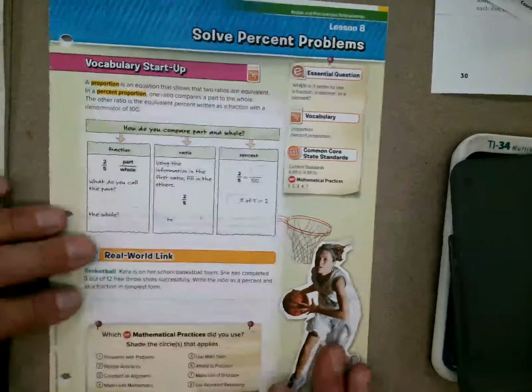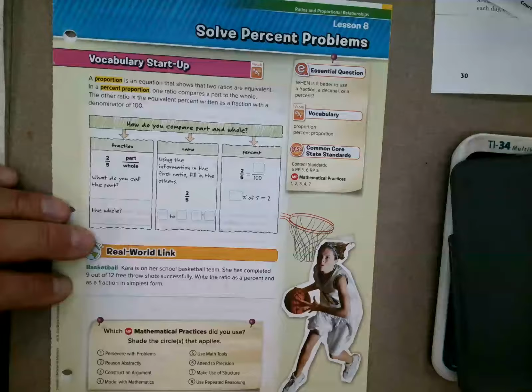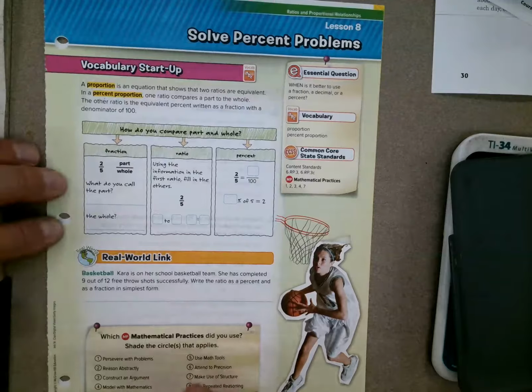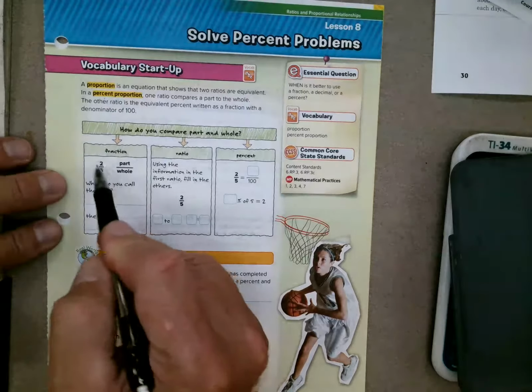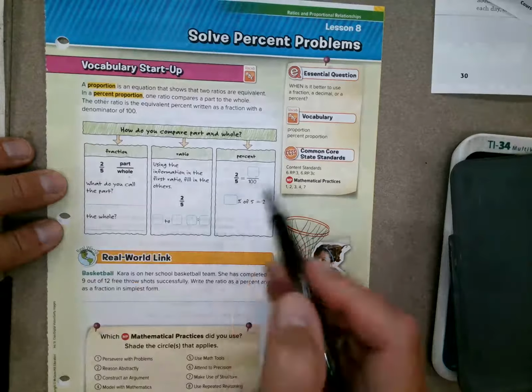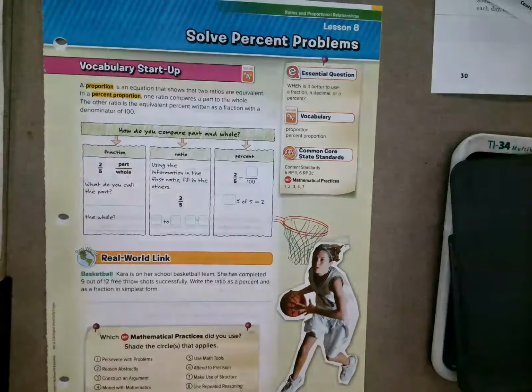Now, what we're going to do is deal with some percent proportions, okay? So when you're talking about a percent proportion, you're talking about the part is on the top, the whole is on the bottom. And it works the same way for a percent. And you're going to see how all this fits together as I walk you through it, okay?